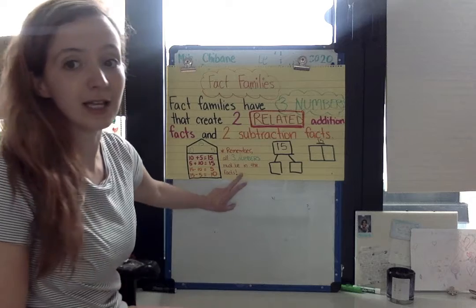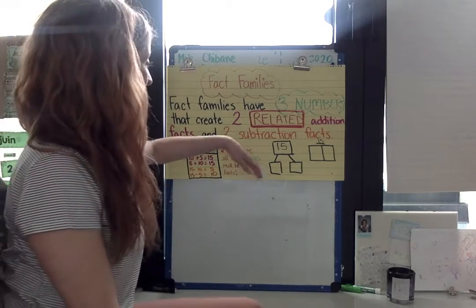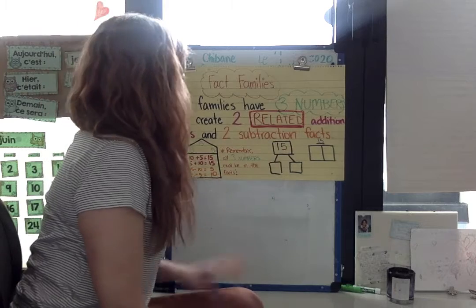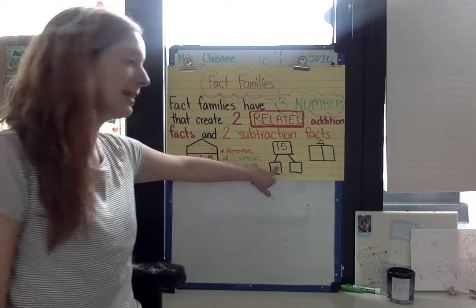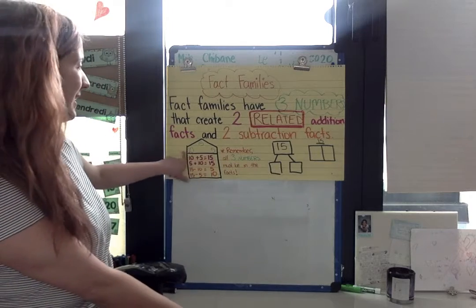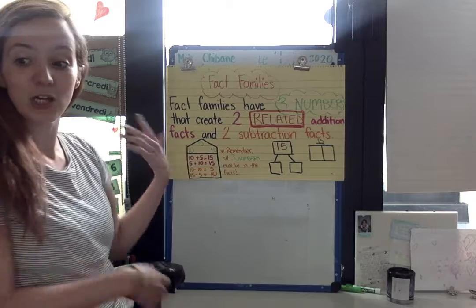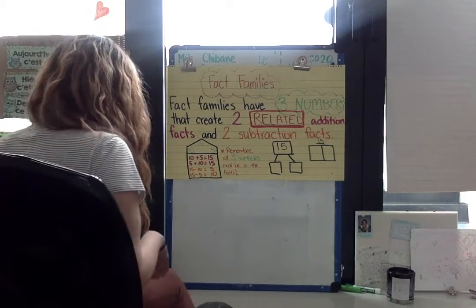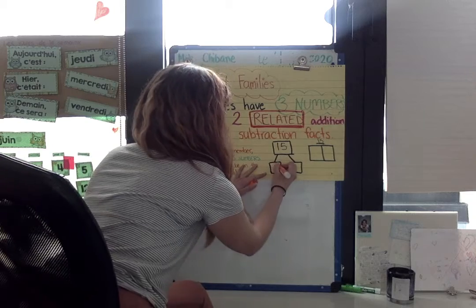Remember, all the three numbers must be in the facts. I can't just say, well, 15 is my whole, so you know what? My part is going to be 9. No, because is 9 part of my three numbers? Is 9 part of my fact family? No. So then I know that one of my parts is 10.